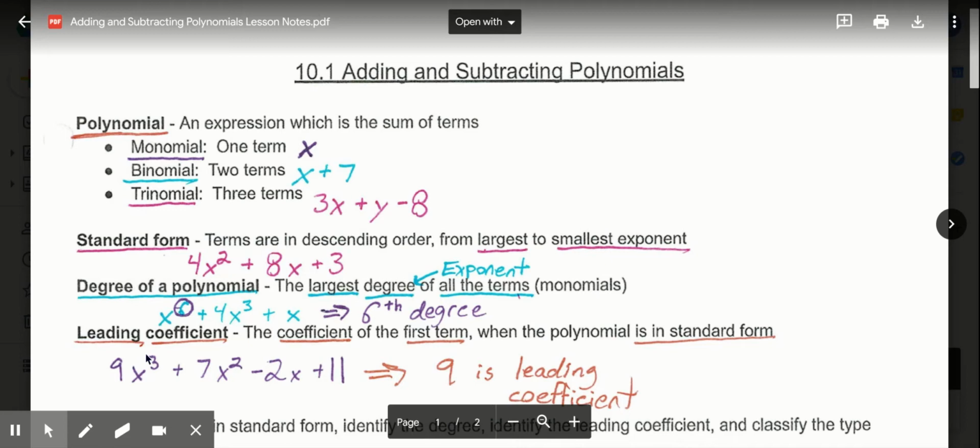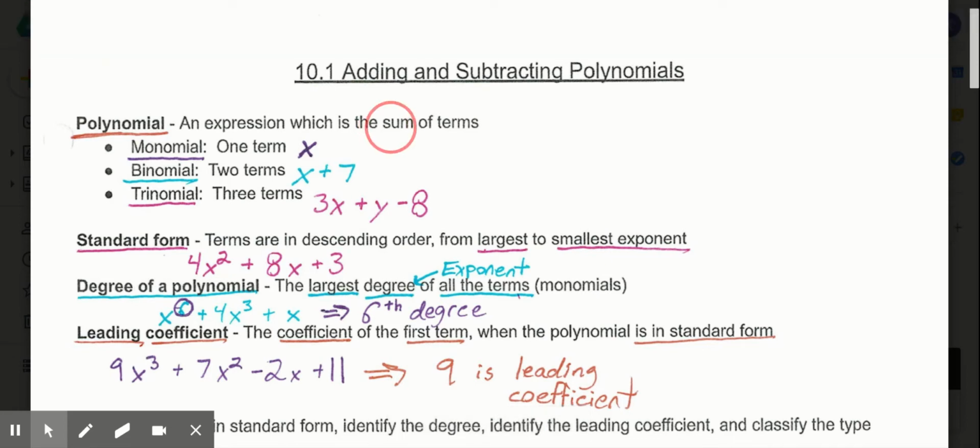So the first vocab word that we're looking at in concept is the idea of a polynomial. So a polynomial we define as an expression which is the sum of terms. Now, a sum of terms could mean addition or subtraction, because subtraction technically is adding a negative. So an expression which is the sum of terms.